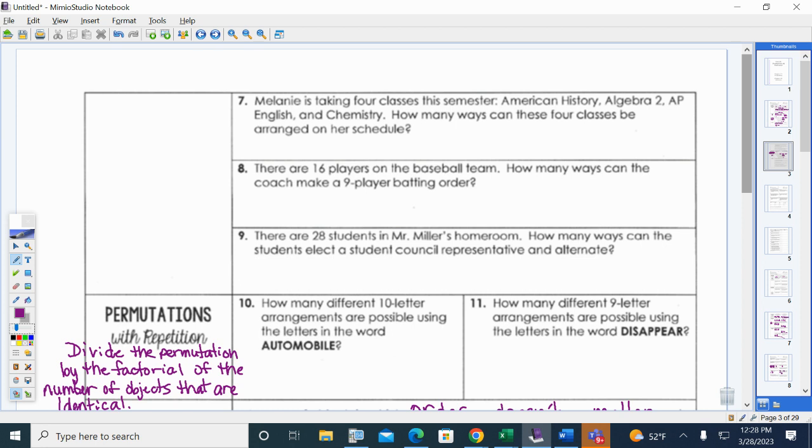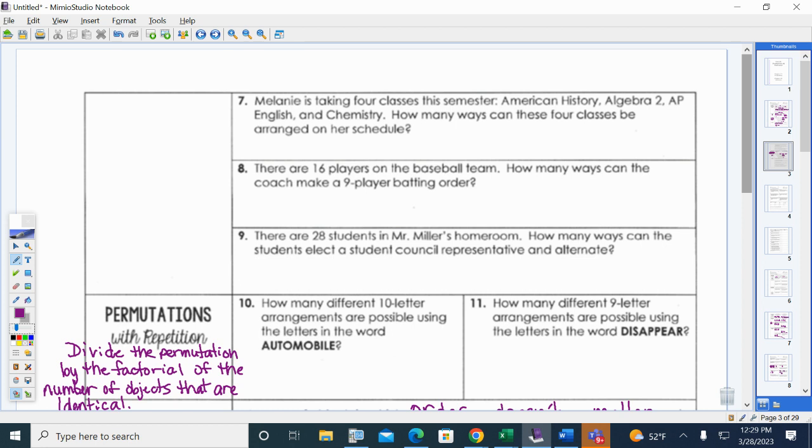Let's look at one more in this section. Let's look at number 9. There are 28 students in Mr. Miller's homeroom. How many ways can the students elect a student council representative and alternate? So he's got 28 students, and he's going to select 2. 1 for student council representative and an alternate.